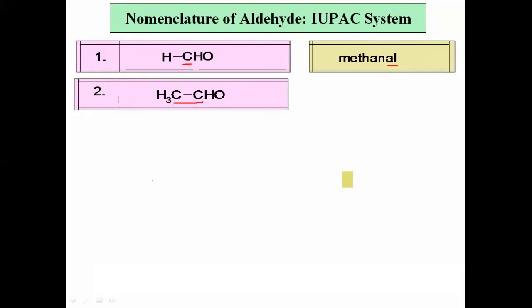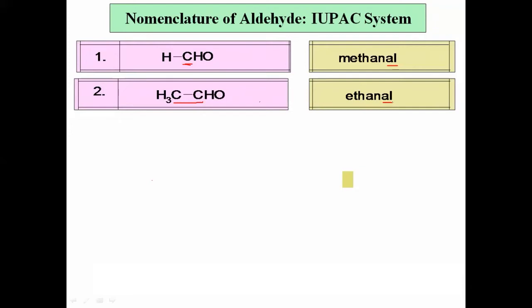This is the longest continuous carbon chain. How many carbons are there? Yes, it has 2 carbon atoms, which means the parent alkane is ethane. Now we replace the last E by Al, and therefore it is ethanol.